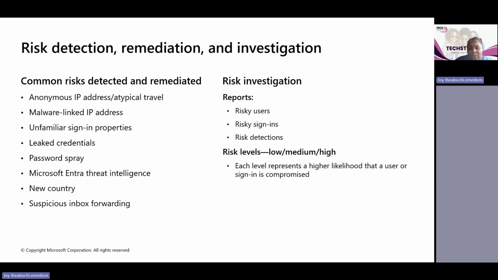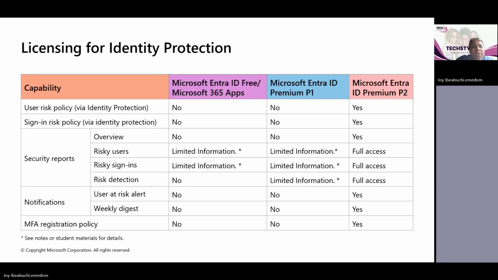So we have three types of reports that vary. We have the risky users, risky sign-ins, and risky detections. And then you get them in either low, medium, or high. That's how Microsoft interprets them.